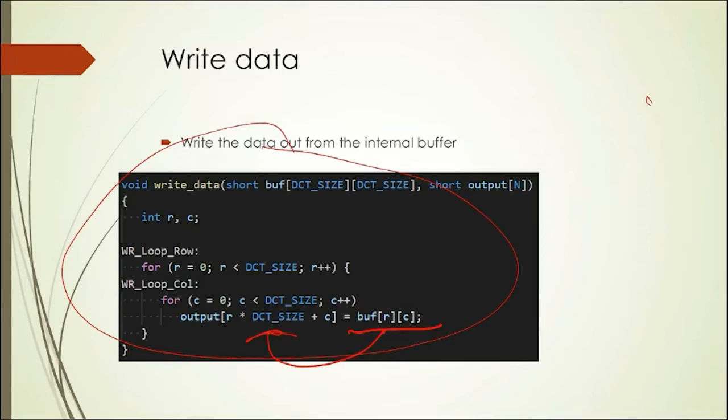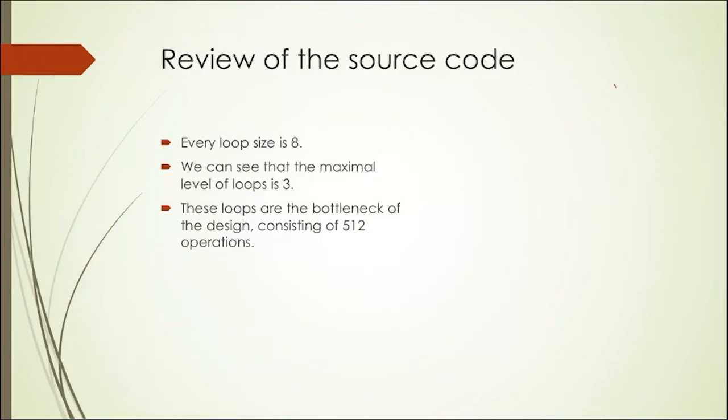Okay, so that's the entire introduction of the source code, and this is a brief recap. Each loop size is 8, and the maximum level of loop nesting is 3, which is row DCT2D and column DCT2D. The bottleneck of the entire DCT2D operation is 512, because the maximal level of the loop is 3, so 8 to the power of 3 is 512.